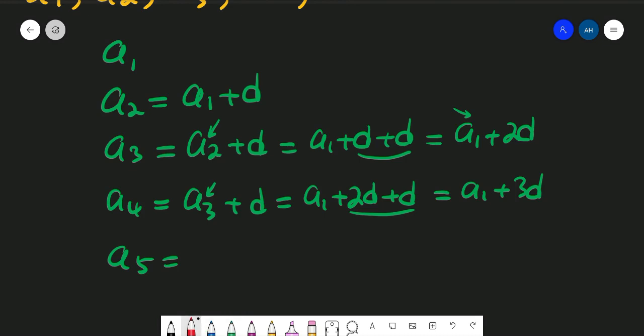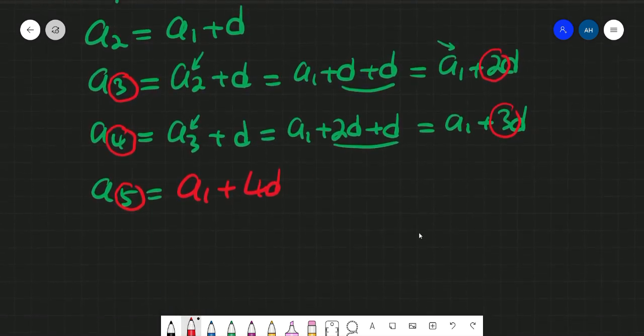Yeah, we can guess by looking at this. When n equals 3, this number here is equal to 2, reduce 1, right? When n equals 4, this number here is 3, reduce 1 also. So when n equals 5, what will a5 be equal to? We have to have a1 plus what? Yeah, reduce 1 from 5, so we have 4 times d. That will be a5 in terms of a1 and d.